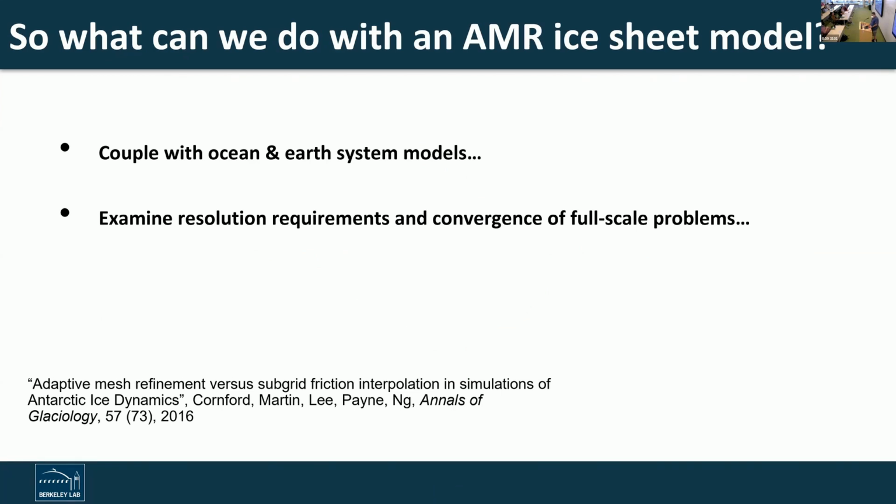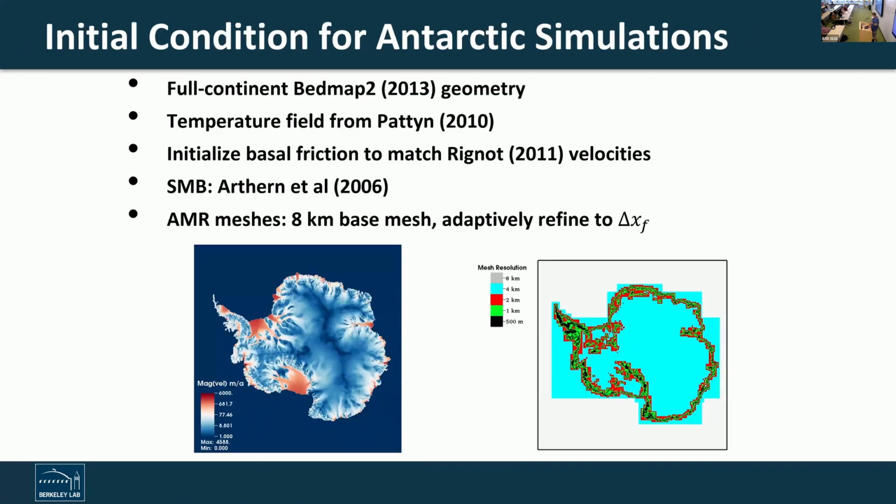Another thing we can do with the ice sheet model, now that we have this AMR one, is we can look at what the resolution requirements are for actually doing this. So we're able to resolve these things at, like, kilometer, sub-kilometer range resolution. What is the impact of that? And so we did a set of Antarctic simulations with full continent Antarctica. And basically what we would do is we would vary the amount of resolution. So start with an 8 kilometer resolution base mesh, where each one of those cells is 8 kilometers wide, and then adapt and add more resolution, and run a series of cascades down to our 500 meter resolution.